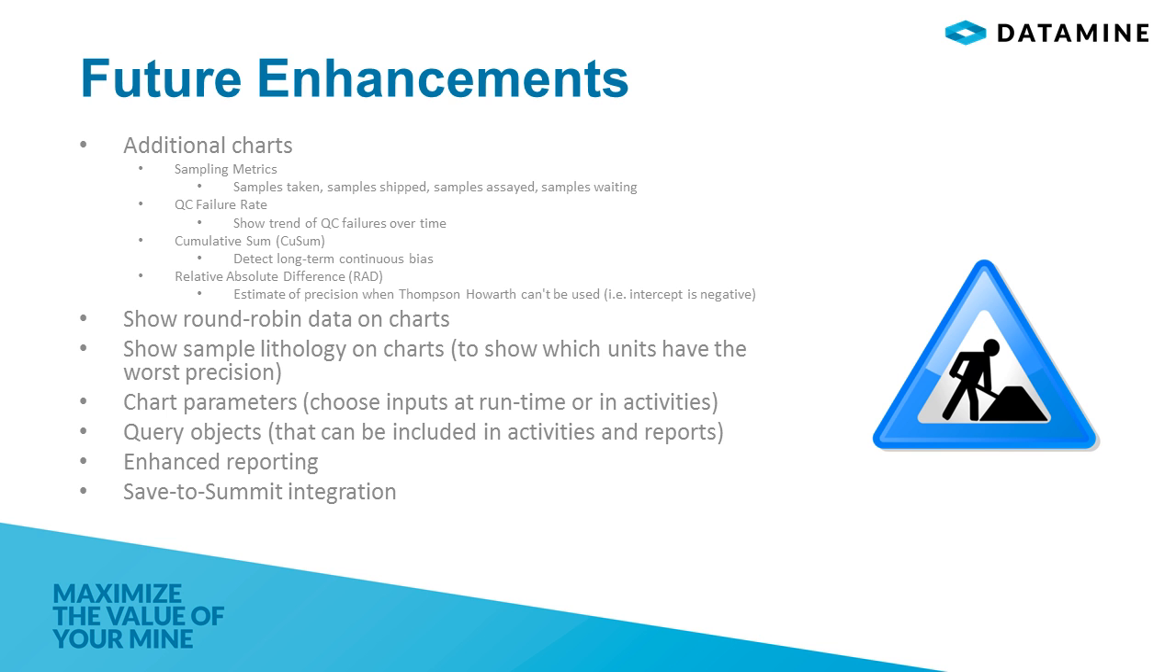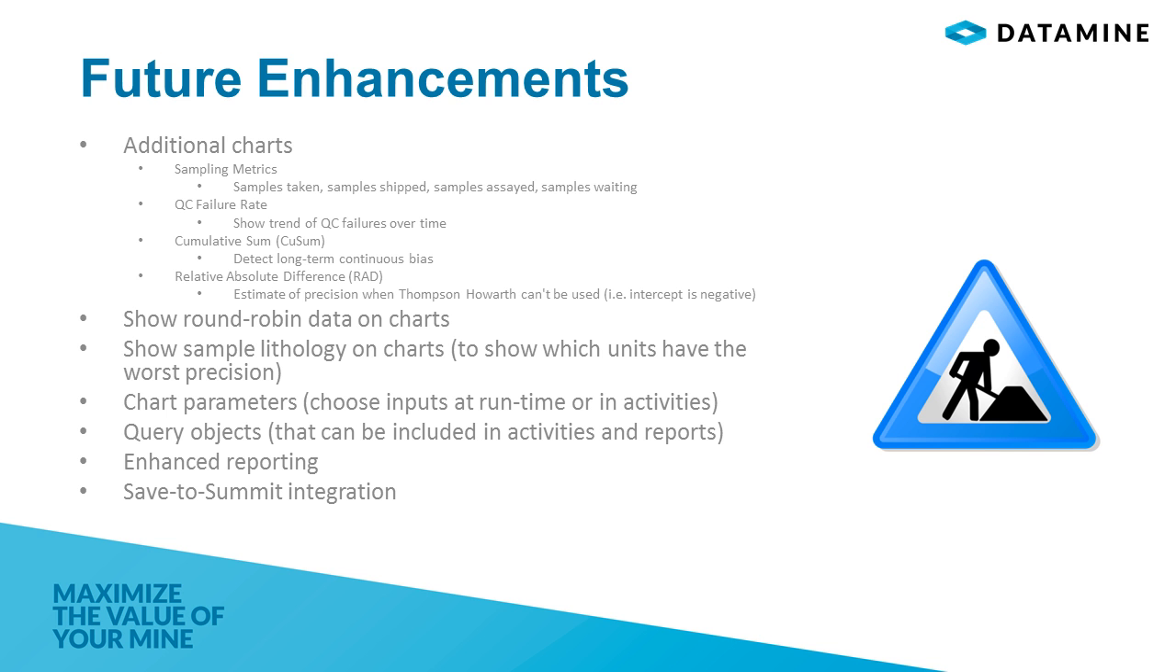Something else we're working on will be the ability to capture the round-robin data. So for your reference material, what's the round-robin data? Let's get it into the system first, and then let's give you the ability to see it on the chart. The first half of your control chart is going to be all just the round-robin data from the various labs, and then we'll give you a visual break-off to say, and now here's your data. So it really gives you a good indication of how these results should be performing versus how they actually are in your usage.